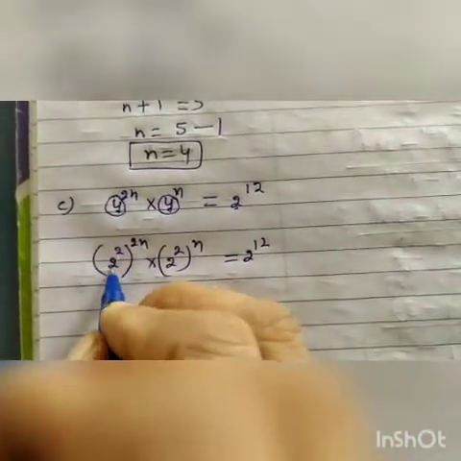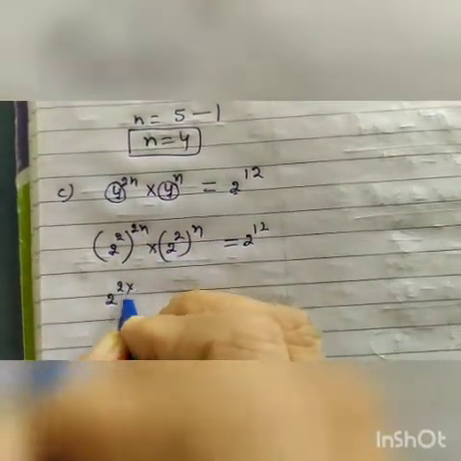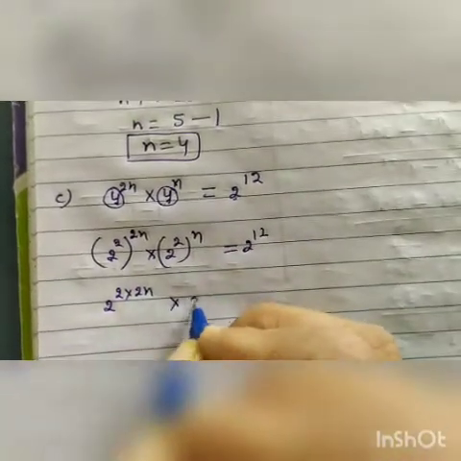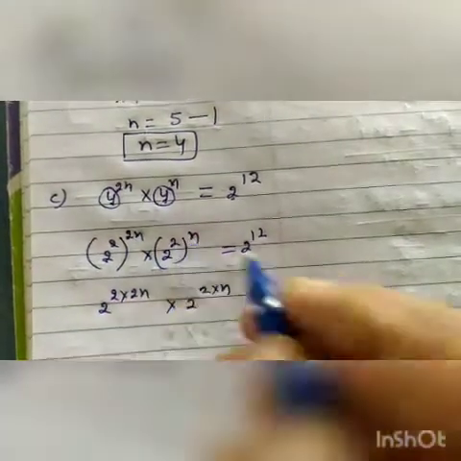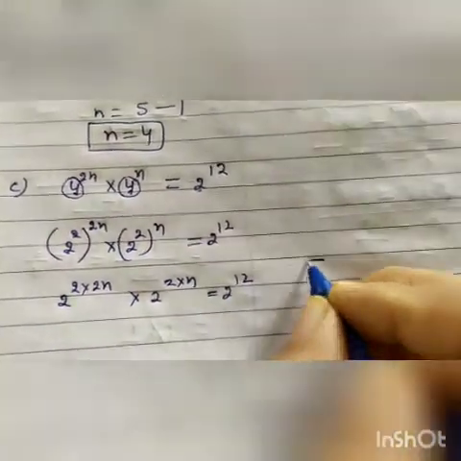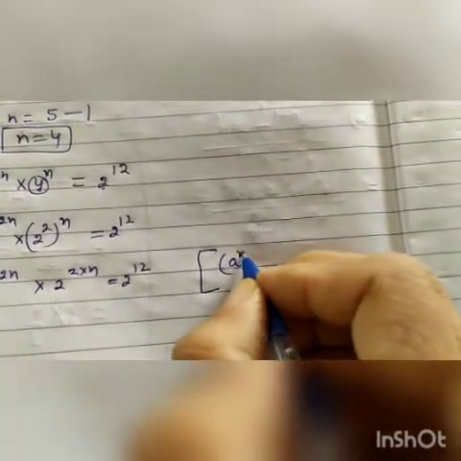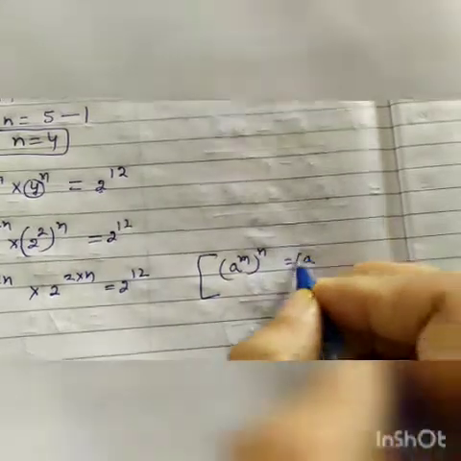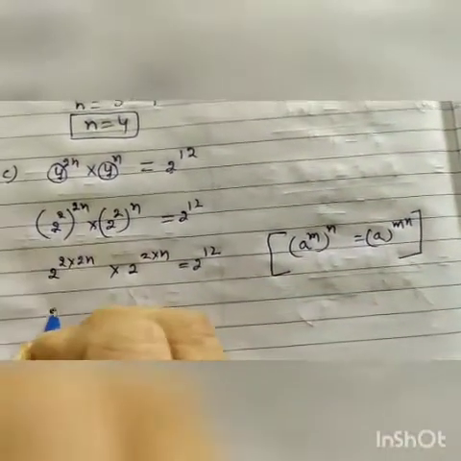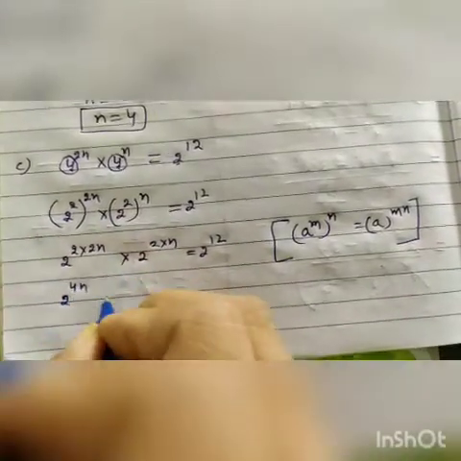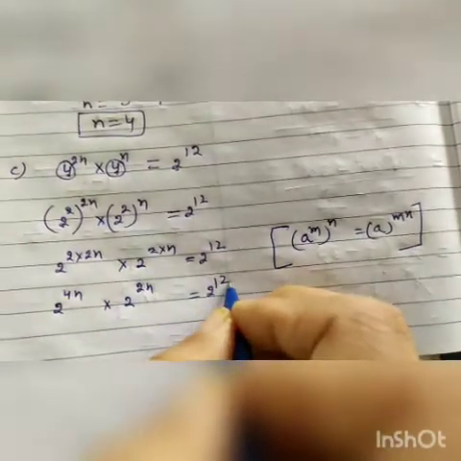Now a single base carries 2 powers. So we will multiply these, 2 power 2 into n. We have multiplied this and this and this. Then 2 power 12. Which law have I used here? I have used a power m whole power n is equal to a power mn, the power law of exponents. Now it will become 2 power 4n into 2 power 2n is equal to 2 power 12.